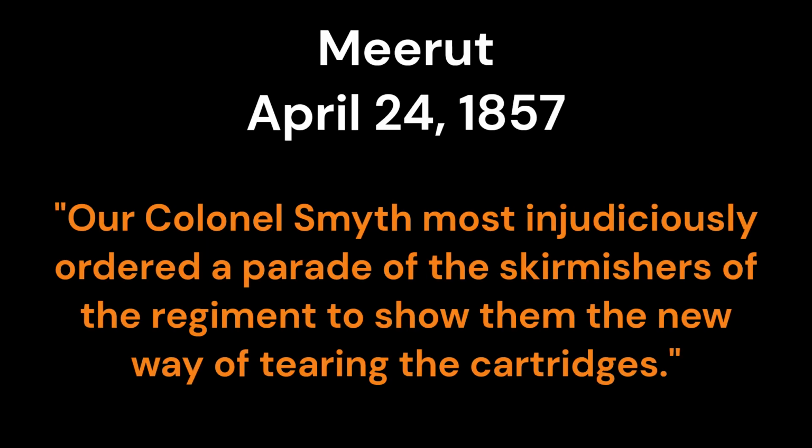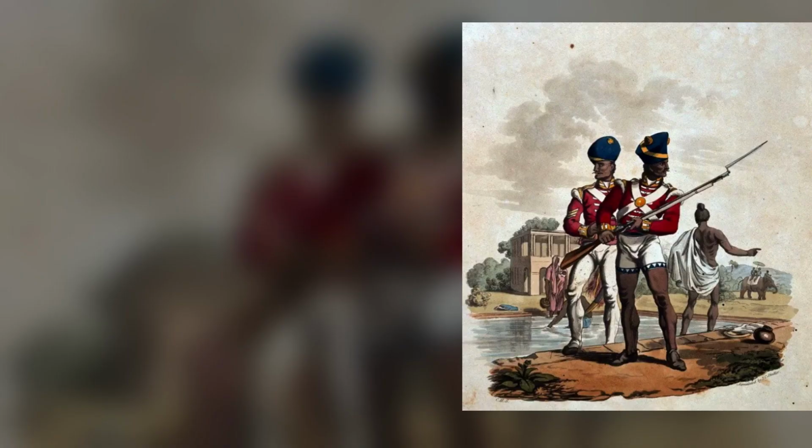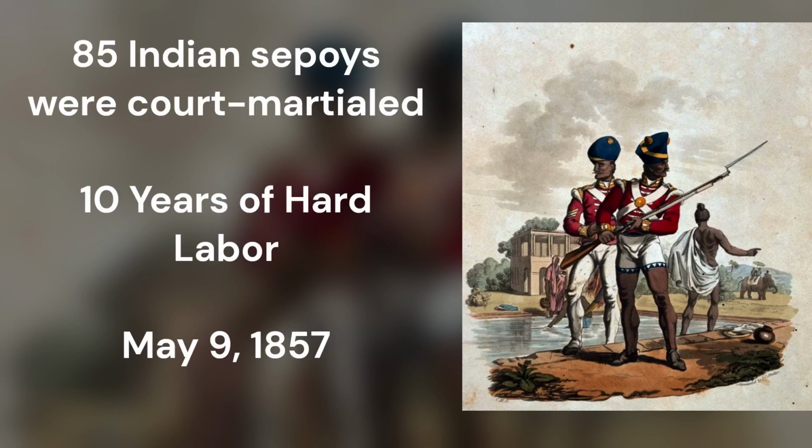On the 24th of April 1857, Lieutenant Colonel George Carmichael Smith, the commanding officer of the 3rd Bengal Light Cavalry in Meerut, ordered 90 of his men to parade and perform firing drills. All except 5 of the men on parade refused to accept their cartridges, because they said that they were greased with cow and pig fat. On May 9, 1857, these 85 Indian sepoys were court-martialed for disobeying their orders. The sepoys received a harsh and unjust punishment, 10 years of hard labor.